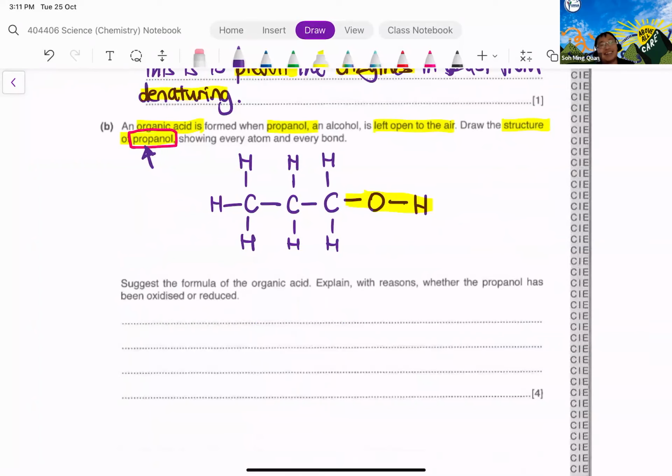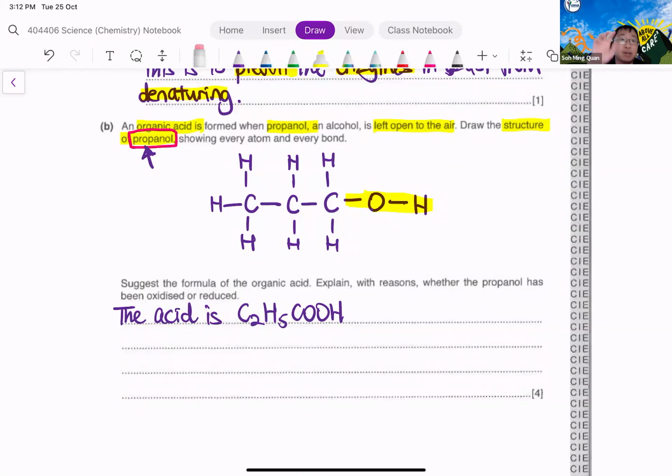All right. So actually the next part is easy. Once you recognize the keywords, you roughly know. So suggest the formula of the organic acid. How do you suggest? Actually, you can draw the acid out. So the acid, if you write it out, is C2H5COOH. Then you'll be like, huh? It's 2 carbons, what? How can it be 2 carbons? I thought propanol got 3 carbons.